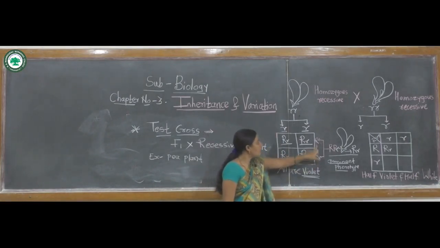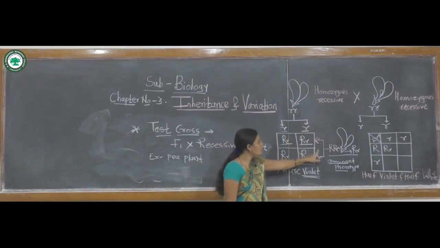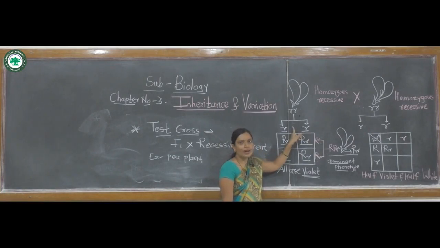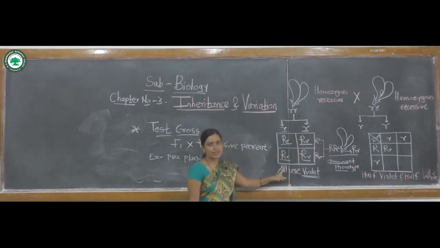In the dominant case, F1 is dominating. This capital R is crossed with the recessive parent, small r, meaning this violet flower is crossed with the white flower. The F2 generation is produced, and in this F2 generation all flowers are violet color.